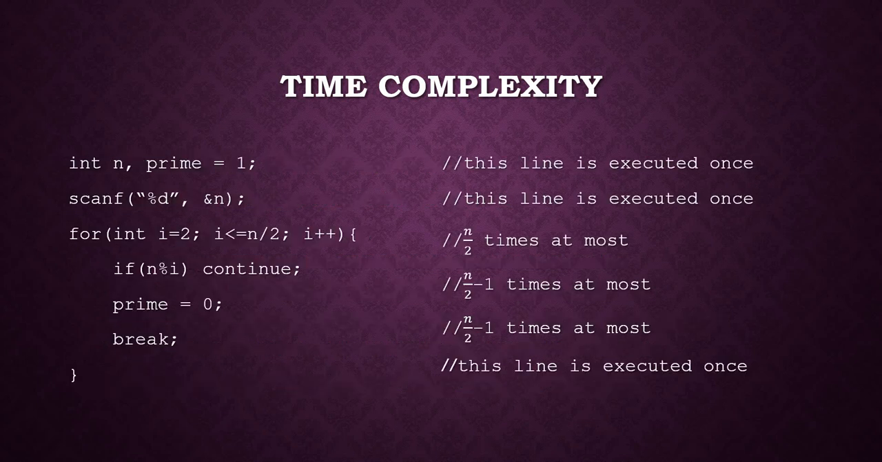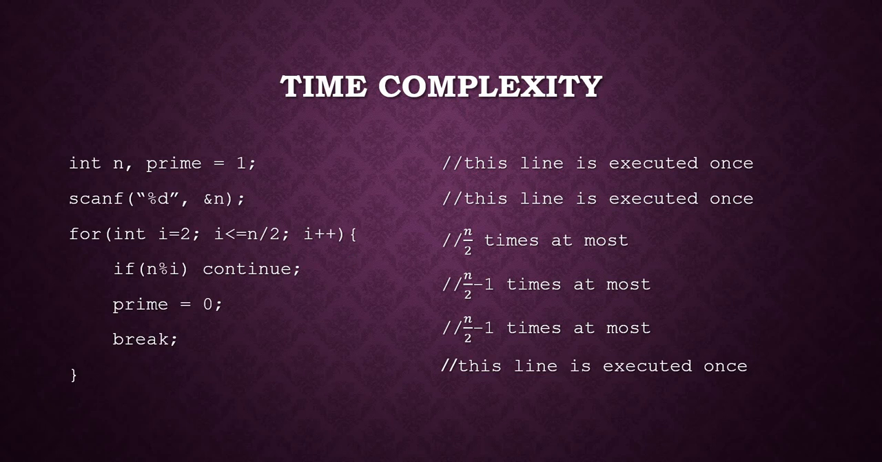For example, in this scenario we have to find out whether a number is prime or not. We have an integer n, and an integer prime equal to 1. If prime is equal to 1, it means that the number n is a prime number, and if prime is equal to 0, it means that n is not a prime number. In the second line, we are scanning the number n, and then going through it using an integer i, from 2 to n/2. This is how we can find out whether a number is prime or not.